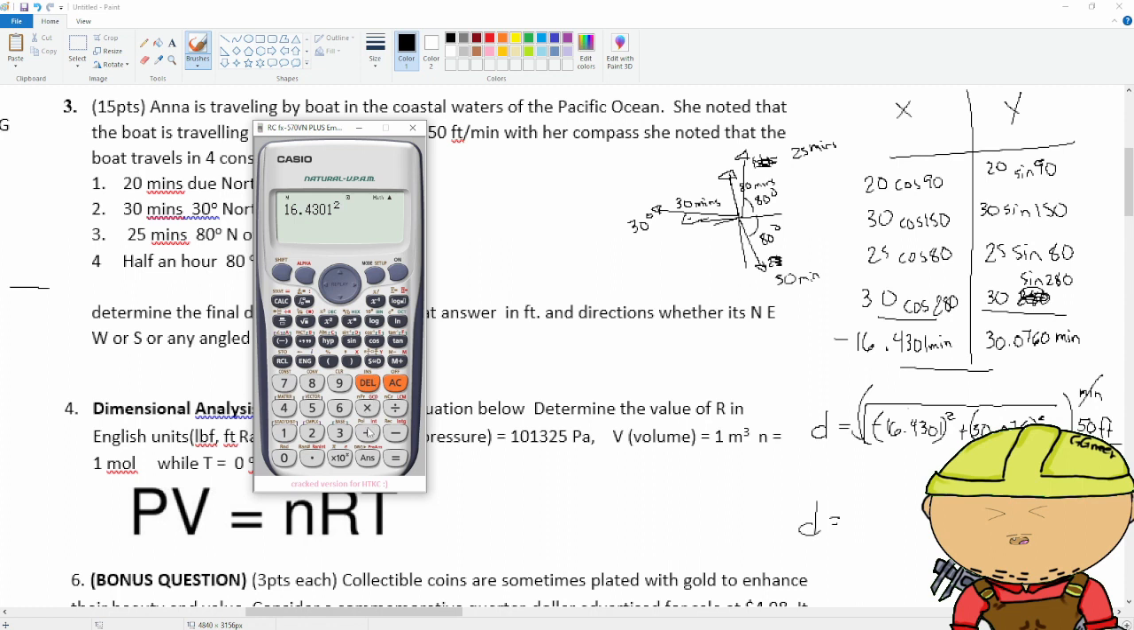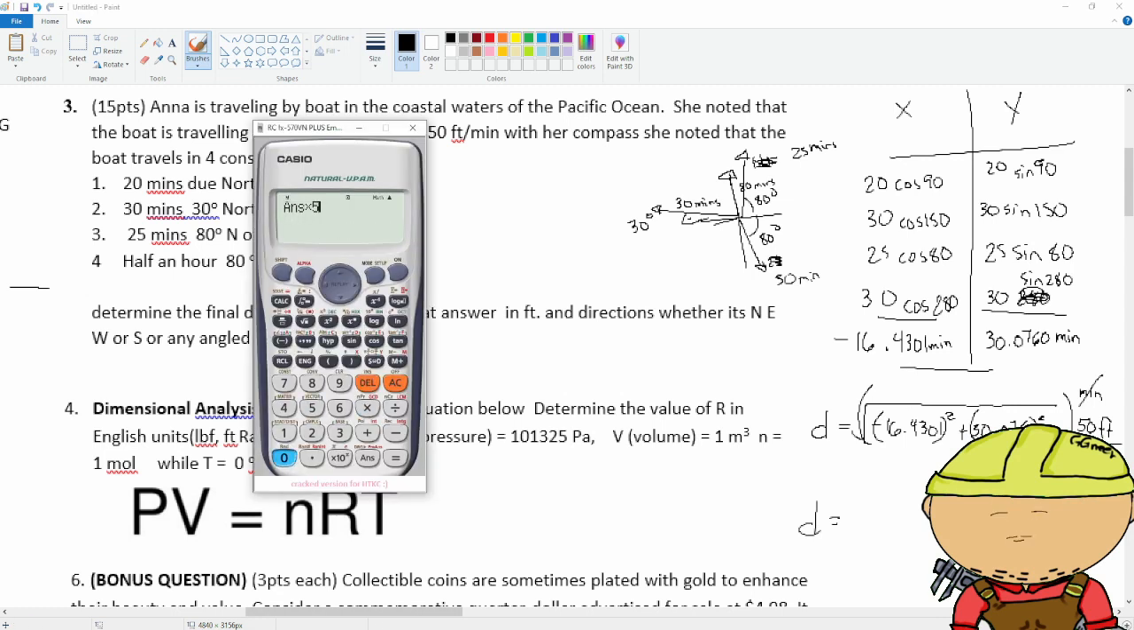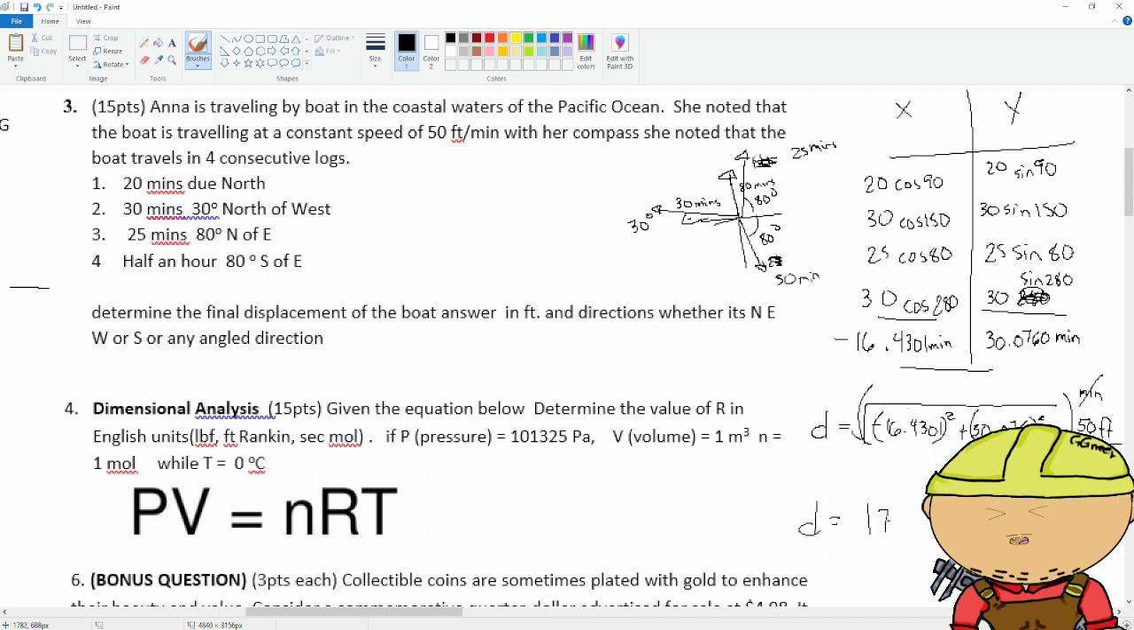16.4301 squared plus 30.0760 squared, square root, 34.2711 times 50, 1713.5591 feet. And that is the required displacement.